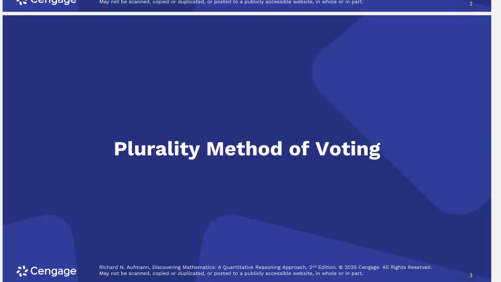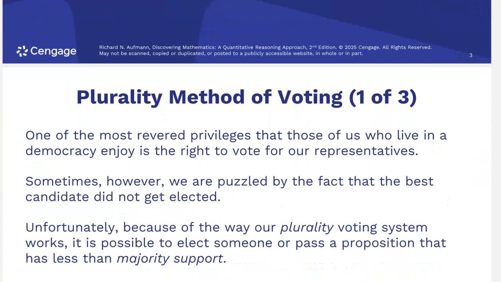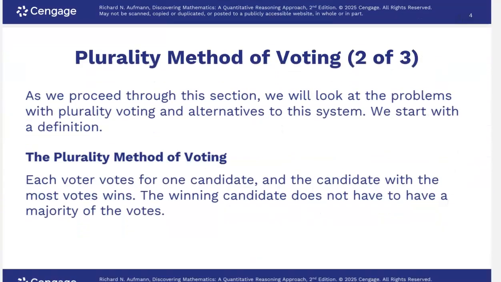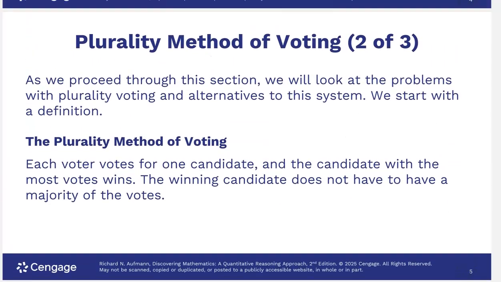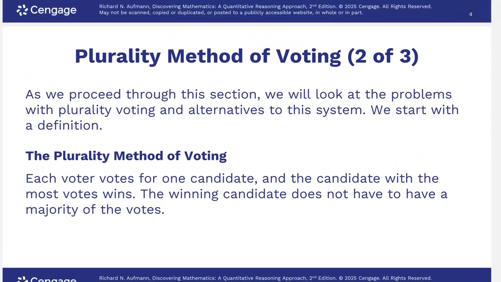In this section, we are going to look at voting methods, and we're going to start with the plurality method of voting. So this is the one that we actually use in our country, and when we really vote for a lot of different things, like if you vote for American Idol or anything like that. So in the plurality method, each voter votes for one candidate, and the candidate with the most votes is going to win. That candidate does not have to have a majority, which means more than 50%. They just have to have the most votes.